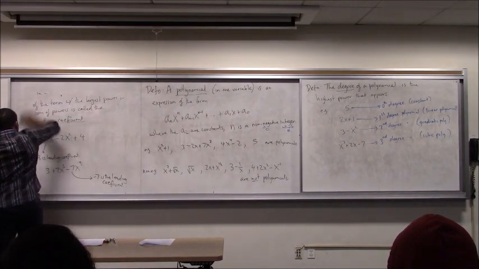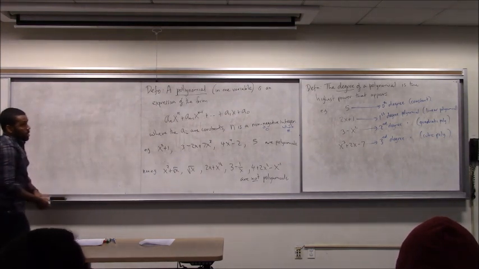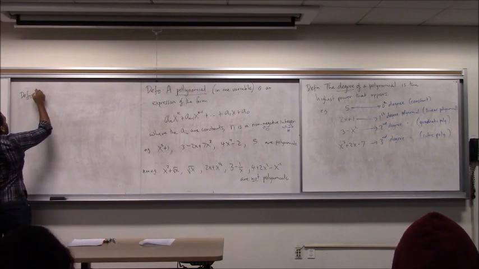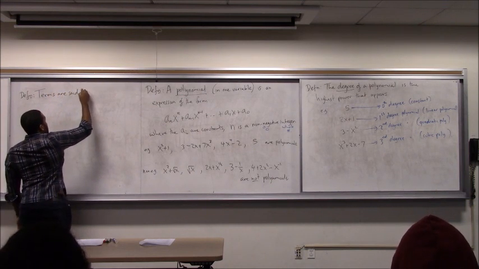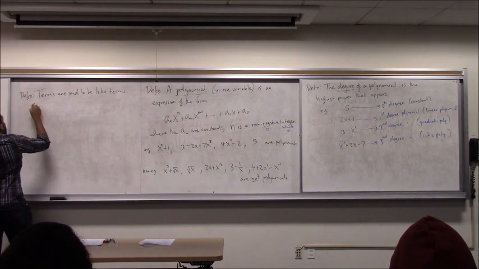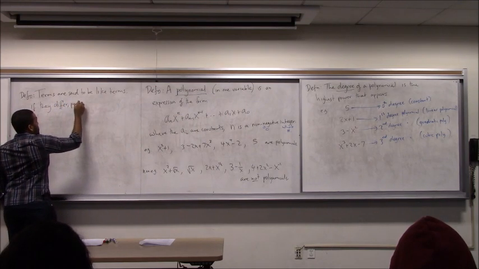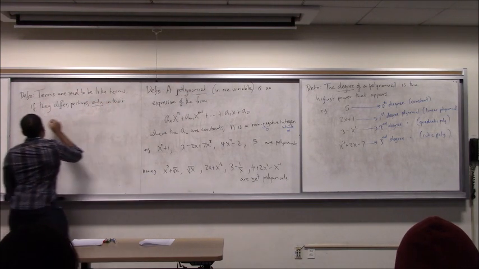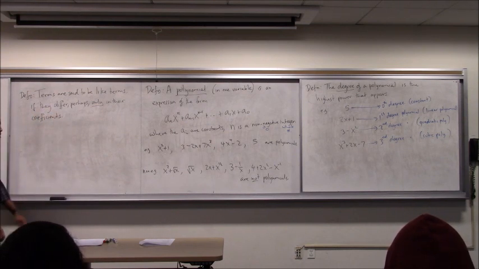There's something else that's important: the idea of like terms. Terms are said to be like terms if they differ, perhaps, only in their coefficients. So if everything is the same except perhaps the coefficient, we call it a like term.